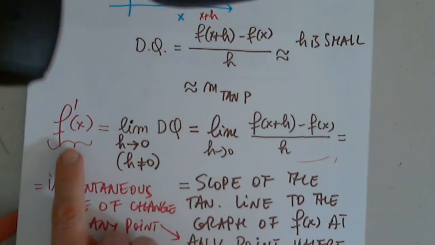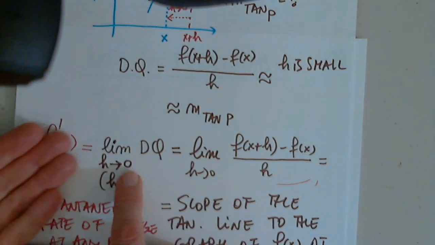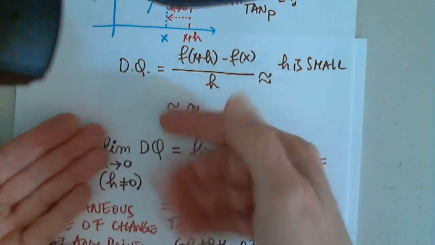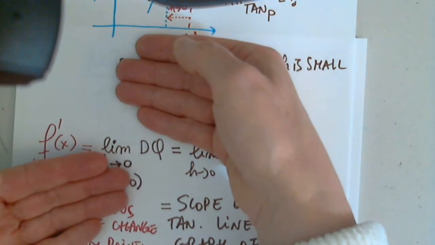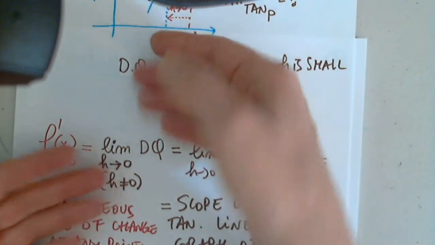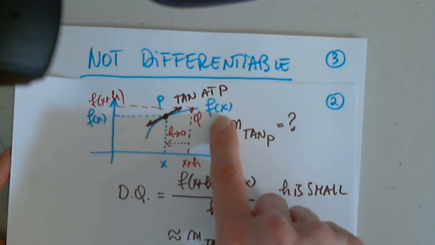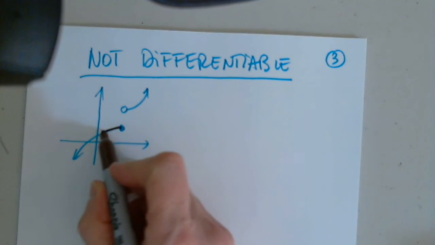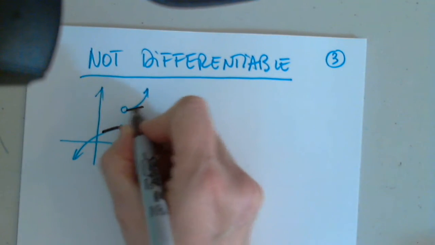So what does this mean? Again, it's a limit. So the limit from the left of 0 of the difference quotient has to equal the limit from the right of 0 of the difference quotient. If the limit on the left is 5 and the limit from the right is 10, this limit does not exist. Therefore, this function is not differentiable. So the limit of the difference quotient on this side is this slope. The limit of the difference quotient on this side is this slope.